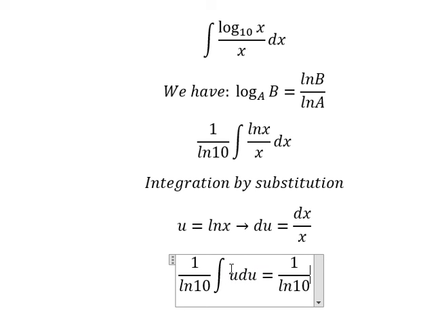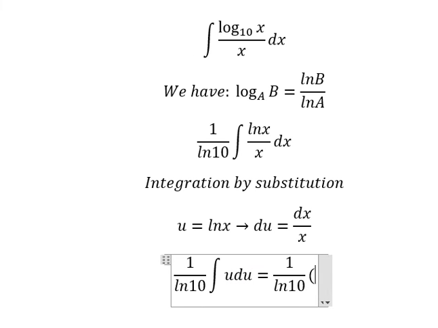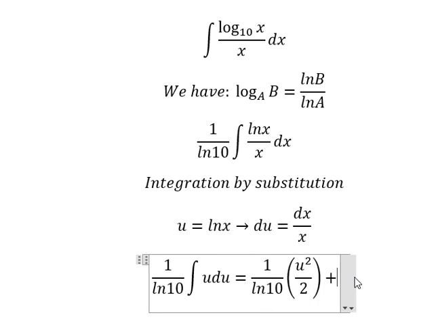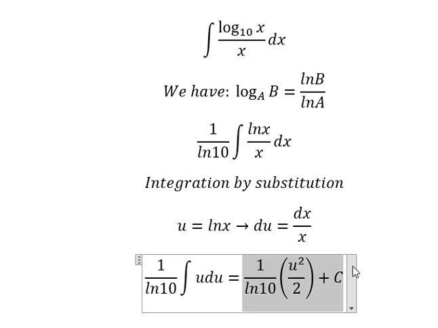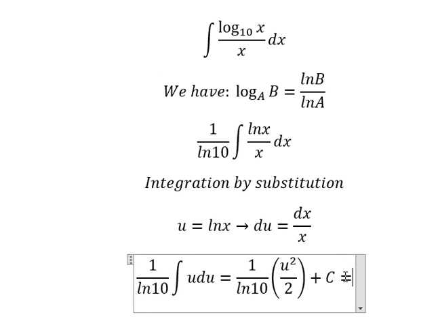The integration of u gives us u squared over 2. Here u is f(x).